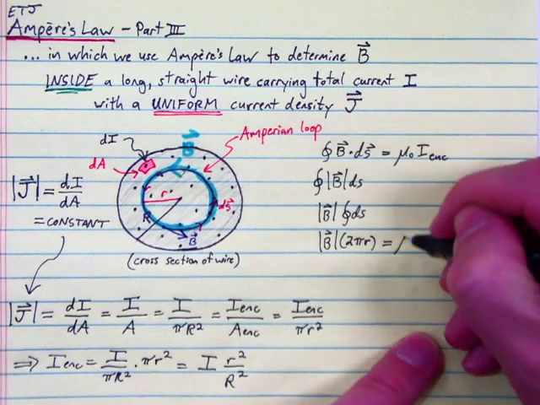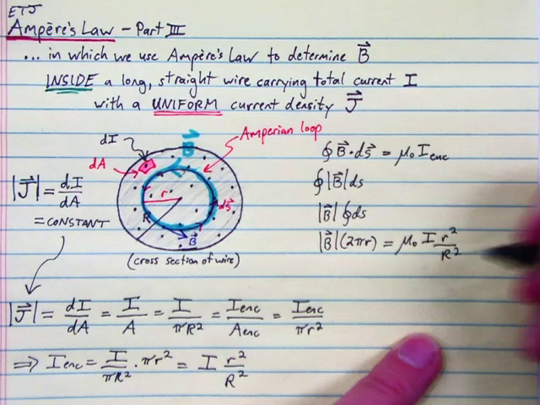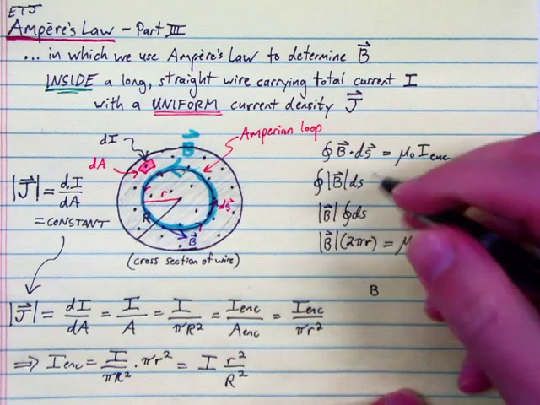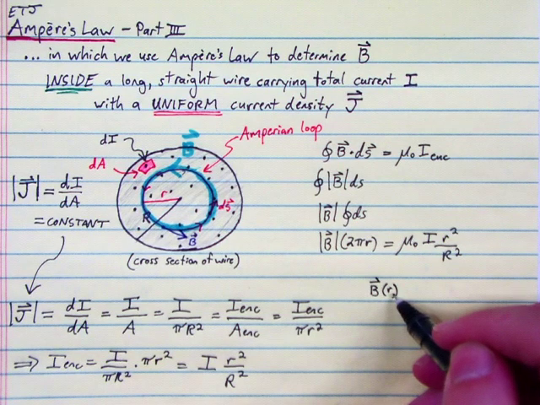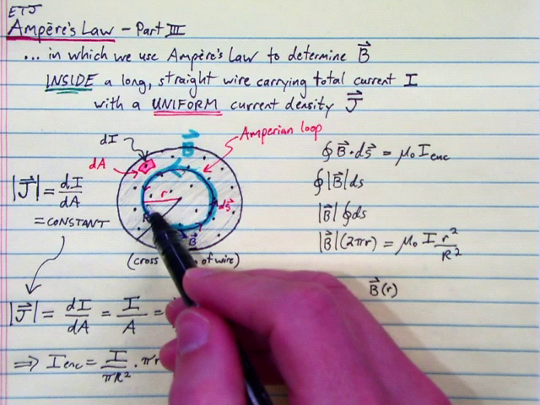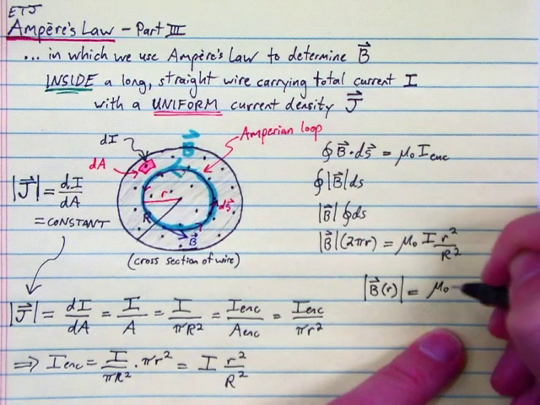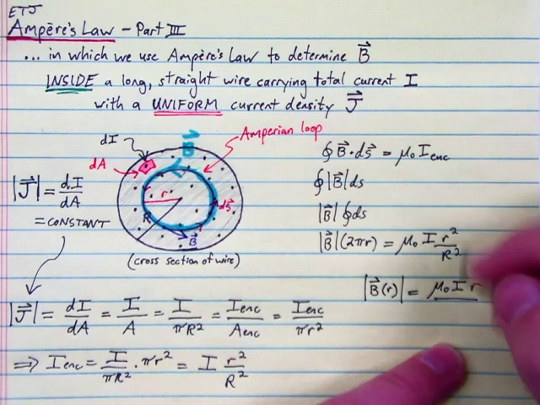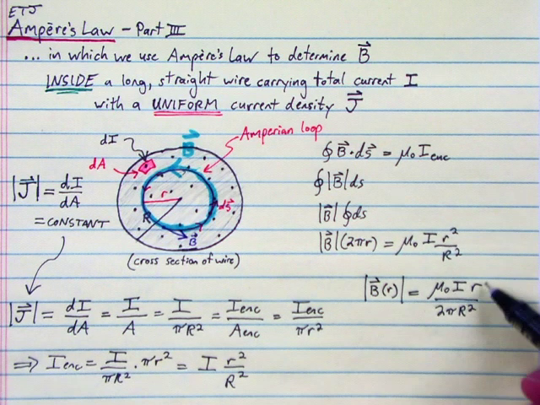So mu naught times the total current times little r squared over big R squared. Now just divide both sides by that circumference, and we have our answer. The B field, as a function of r, little r, distance from the center of the wire, has magnitude mu naught I times little r over 2 pi times big R squared. And we see it's a linear function of distance from the center of the wire.